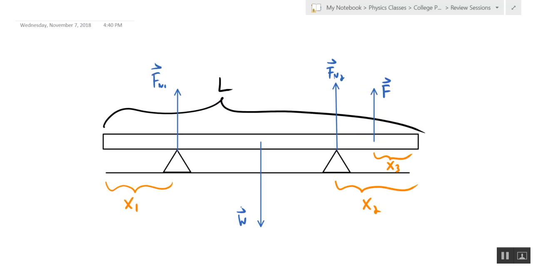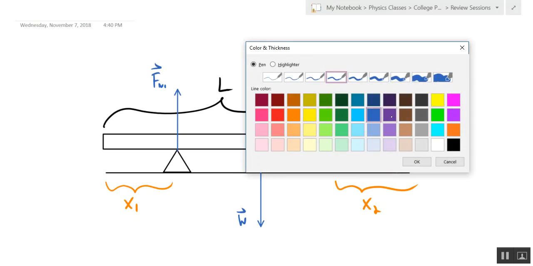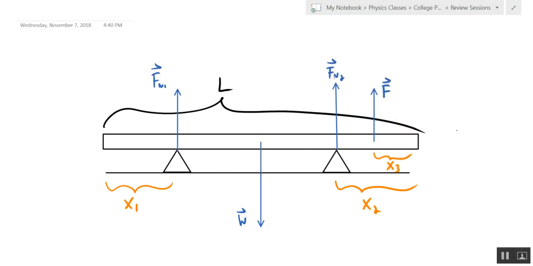In the example, we found both of them in the notes, right? But for this specific one, I don't really care what Fn2 is at all. And it's got nothing to do with the answer. Well, I mean, in a sense, it has something to do with the answer, but I don't care about it. For the answer, you don't factor it in. So remember, you can pick the axis to be wherever you want it to be for these equilibrium problems, remember?